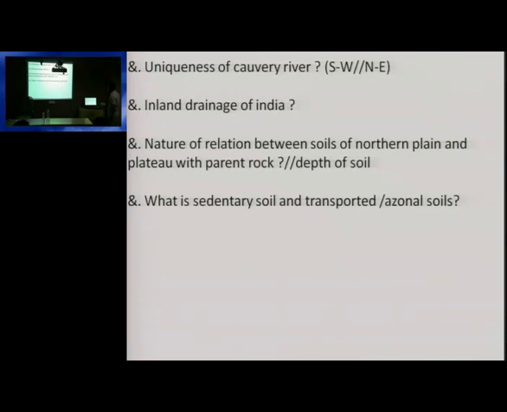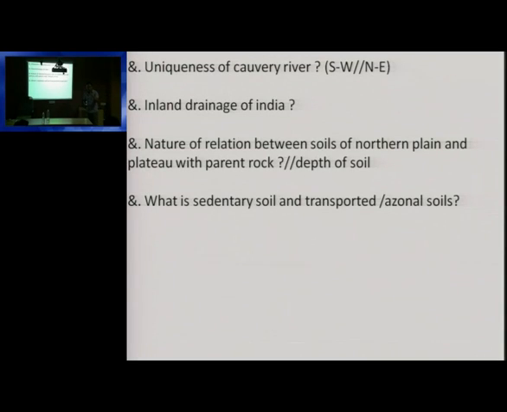Nature and relation between soils of the northern plain and plateaus with parent rock. There isn't any relation between the soil of the northern plain and the parent rock, because the majority of the soil in the northern plain is formed by the transportation of sediments from the hills. So is there any relationship? No relationship. But on the other hand, in the plateau, in the peninsular region of India, there is a complete matching between the nature of the soil and the parent rock.